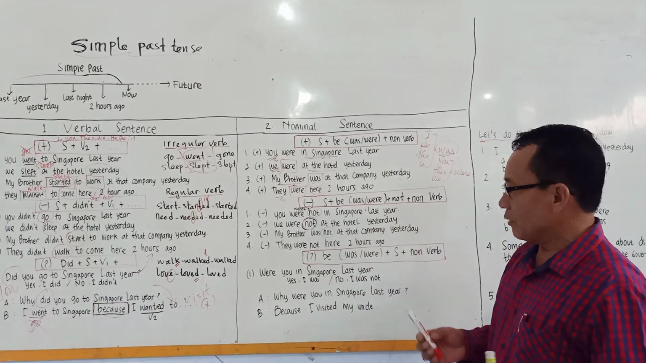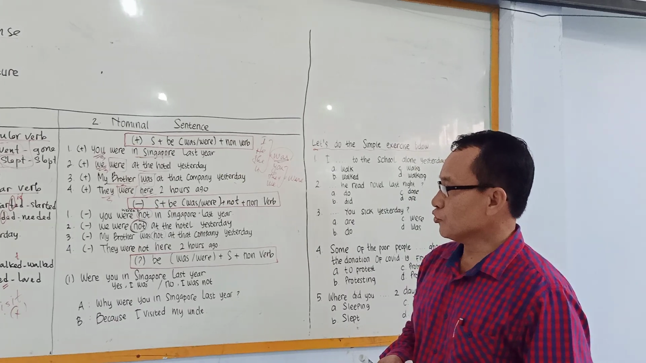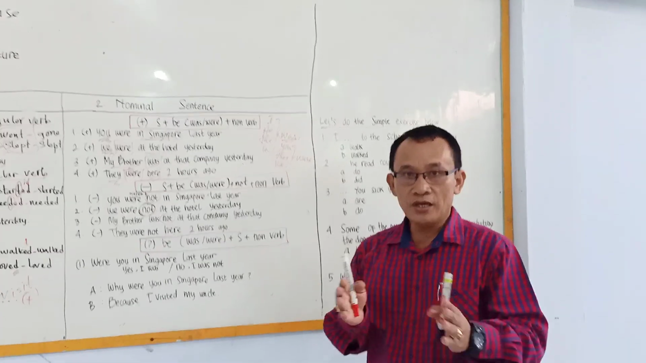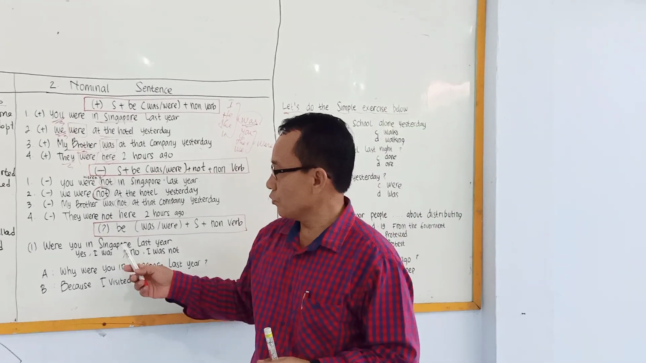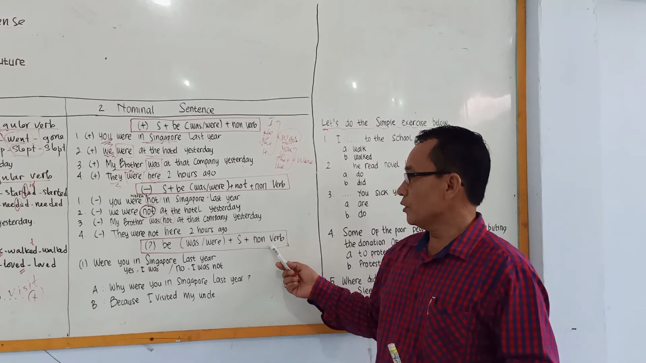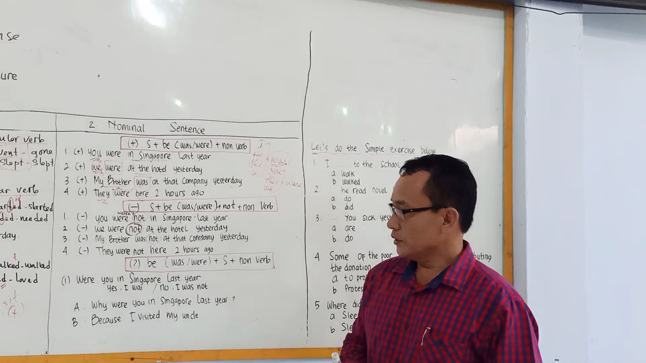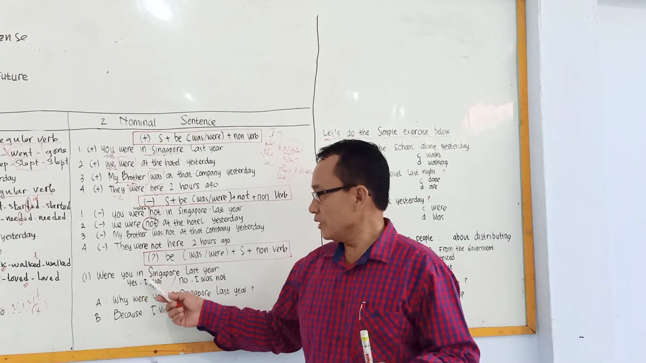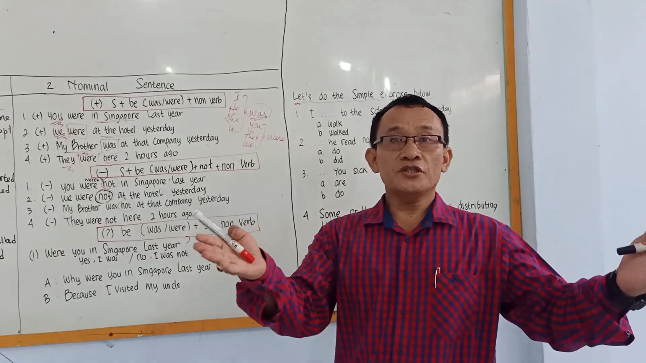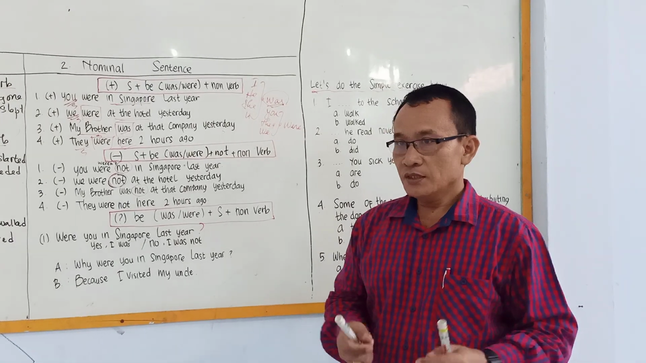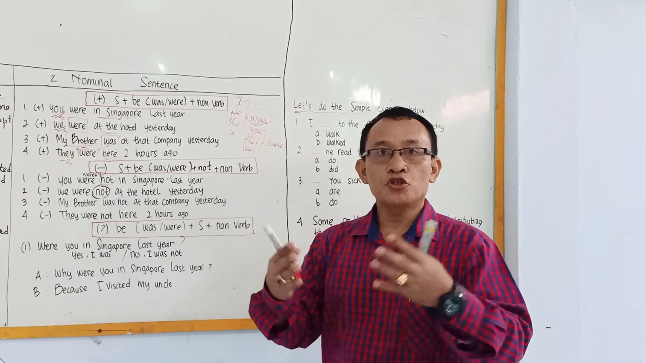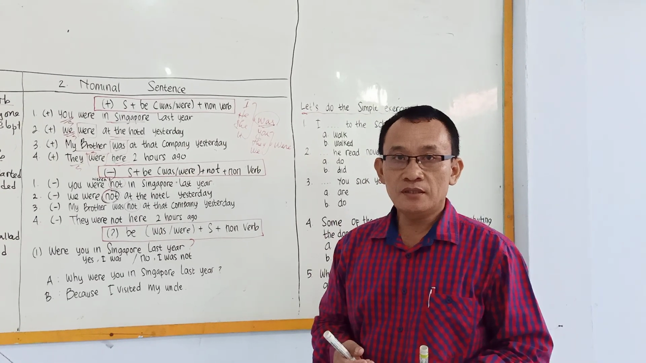Well, students, now how about the question for nominal sentence? Question for nominal sentence is the same. So you can use to be in front. Be, was or were, plus subject plus non-verb. Here is an example. Were you in Singapore last year? It's asking about the place, the position. Were you in Singapore last year?